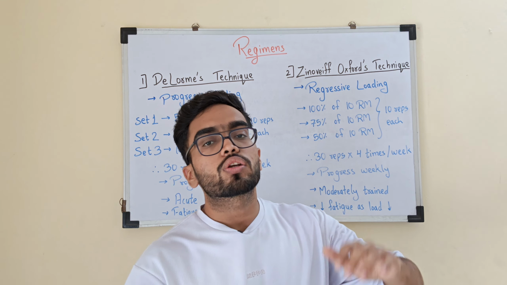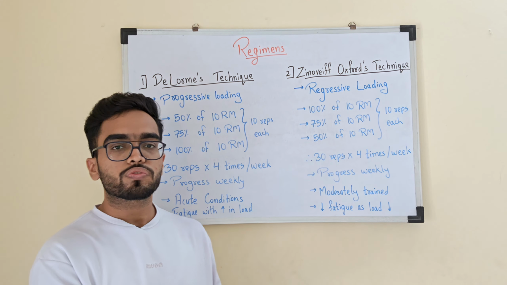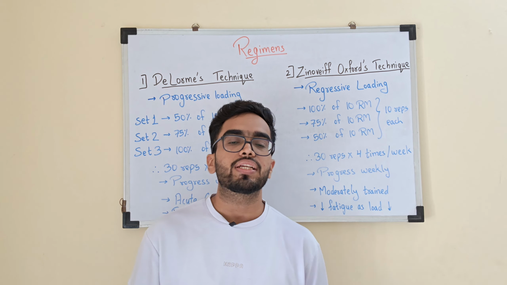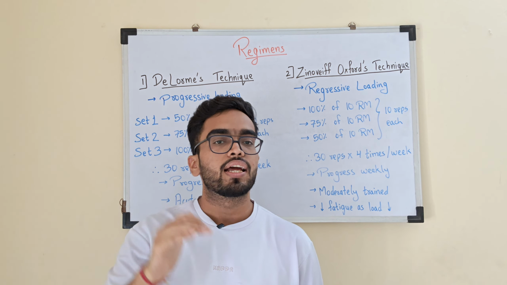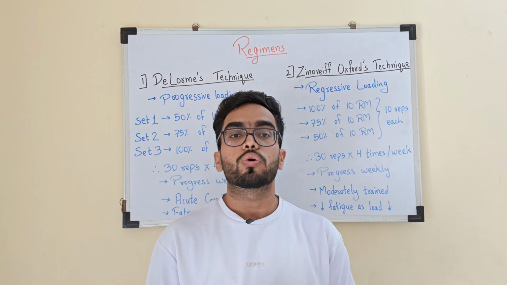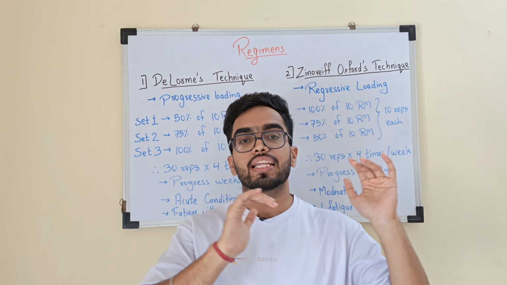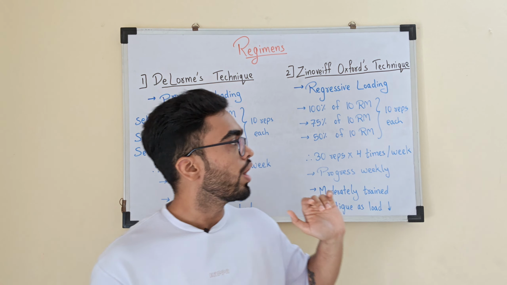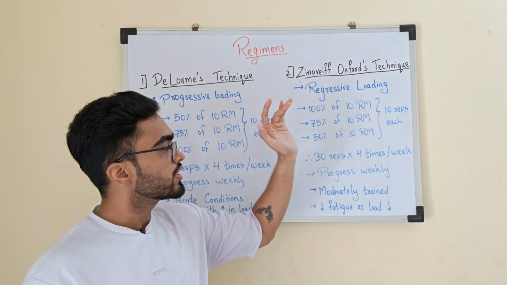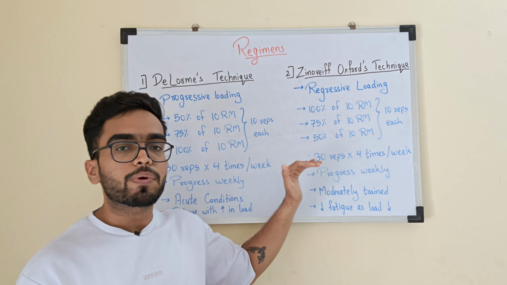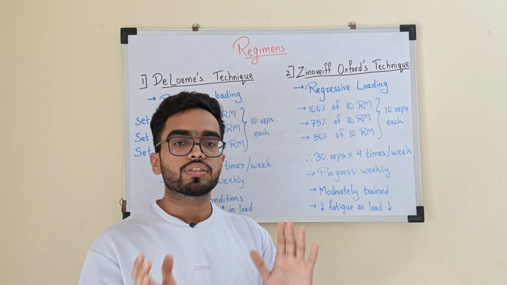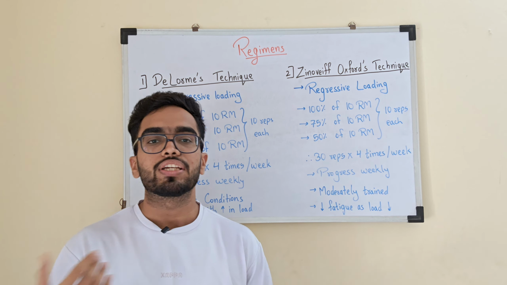Okay, now coming on to your Oxford's technique. Oxford's technique is regressive loading. So what does regressive loading mean? It is said that you should eat that frog first thing in the morning, so doing the most difficult task in the first set itself. So 100% of 10 RM is done in the first set, 75% of 10 RM in the second, and 50% of 10 RM in the third set. Similarly, 30 reps 4 times per week, and it is progressed weekly.